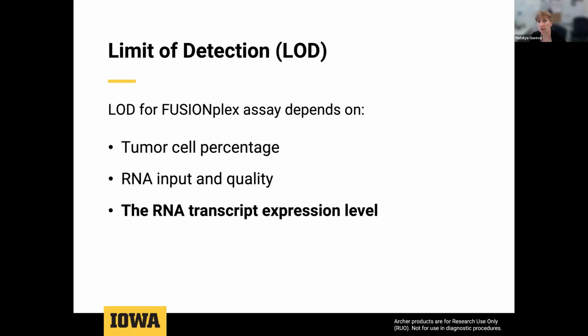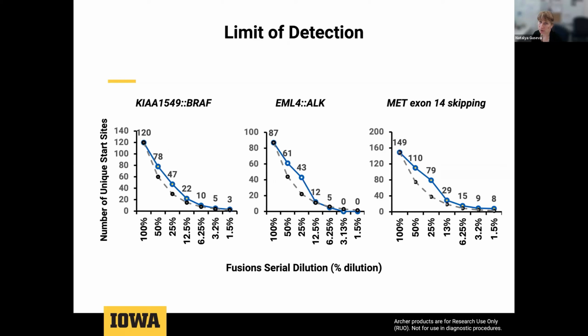For the next step, I would like to talk about the limit of detection for this method. We did a good investigation for this big panel because we were concerned about so many targets together. LOD for FUSIONPlex depends on tumor cell percentage, RNA input and quality, and also RNA transcript expression level. Sometimes it's really hard to normalize all of this in one approach. What we did here, we approached it the usual way.